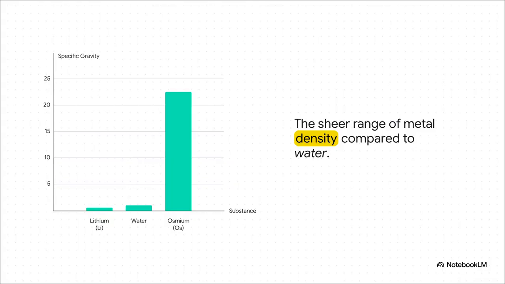And this is where it gets kind of wild. The range is just enormous. On one end of the spectrum, you have lithium, with a specific gravity of just 0.53. That's so light, it would literally float on water. Then, way over on the other end, you've got osmium, one of the densest things on the planet, with a specific gravity of 22.56. That is more than 22 times heavier than the same amount of water. Just imagine holding that in your hand.